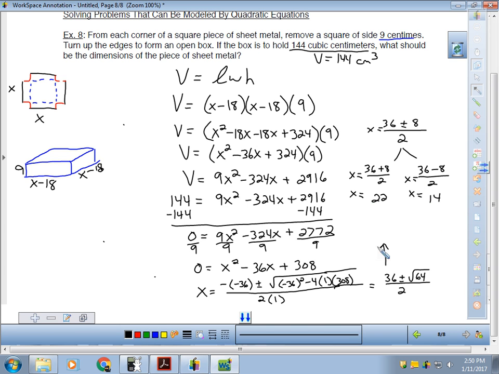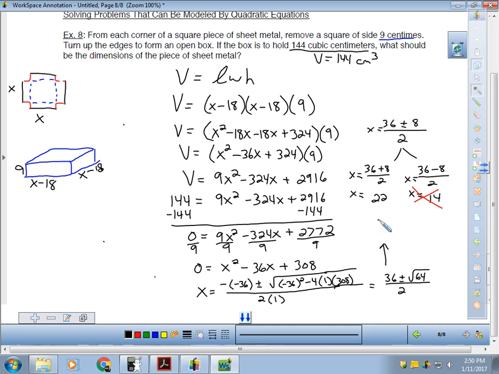Now, we need to talk about which one's reasonable. Look back at your picture of the volume. This side is x minus 18. If we allow x to be 14, then we would have 14 minus 18, and so this side would become negative 4. We can't have a negative 4 for the length or the width of our box. So this answer doesn't make sense in the context of the problem. So that means the x has to be 22.